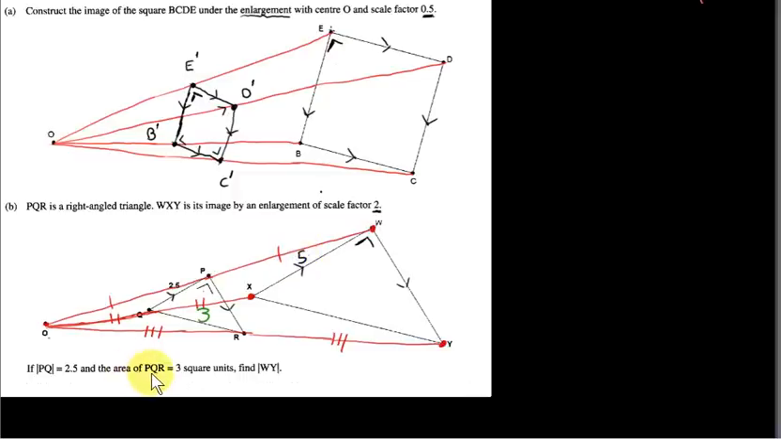Now we're given that the area of triangle PQR is 3 square units. So I'm writing the 3 inside here. What does that tell us about the area of this triangle here? Is the area scaled up by a factor of 2? So is the area of WXY equal to 6? Well, actually it isn't. It turns out that the area of WXY is more than 6. The sides are scaled up by a factor of 2, but the area is different.